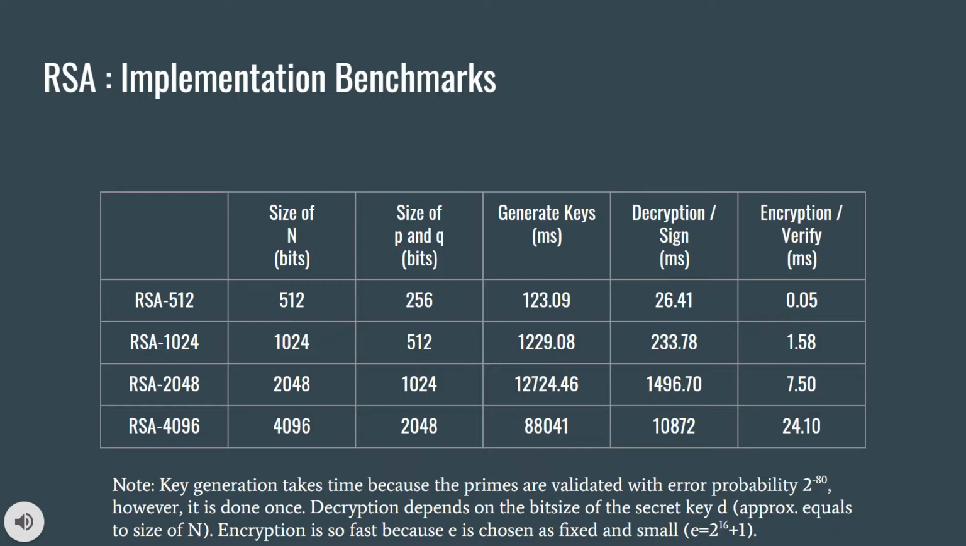Encryption or verification should be very easy. That's why e is fixed to a small number to make encryption or verification very easy. So it's the fastest one, very fast compared to generating keys or decryption. Note that key generation takes time because the primes are validated with error probability 2 to the negative 80. However, it's done once.